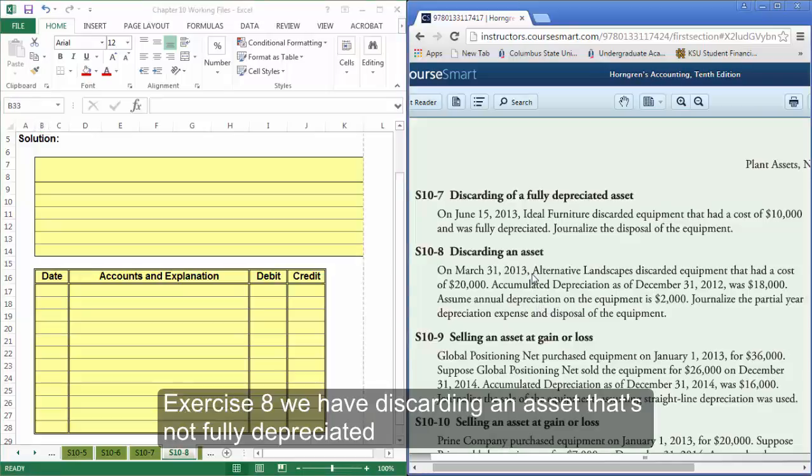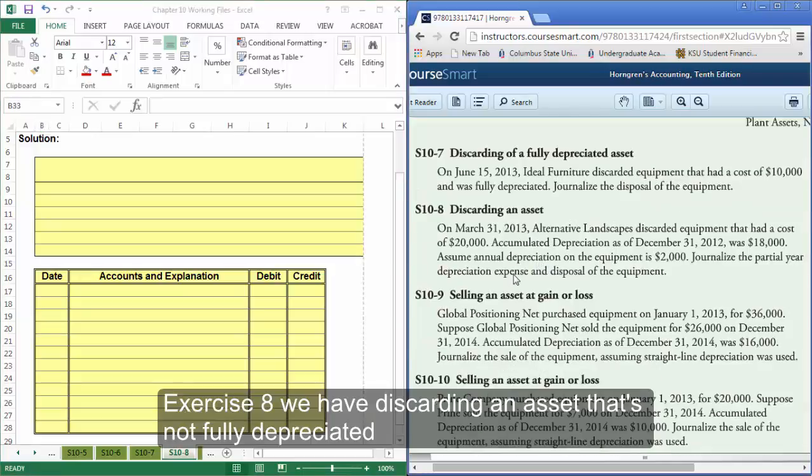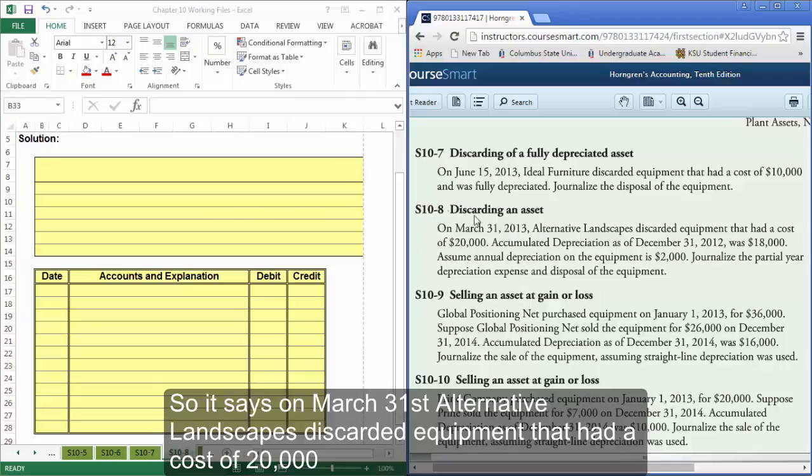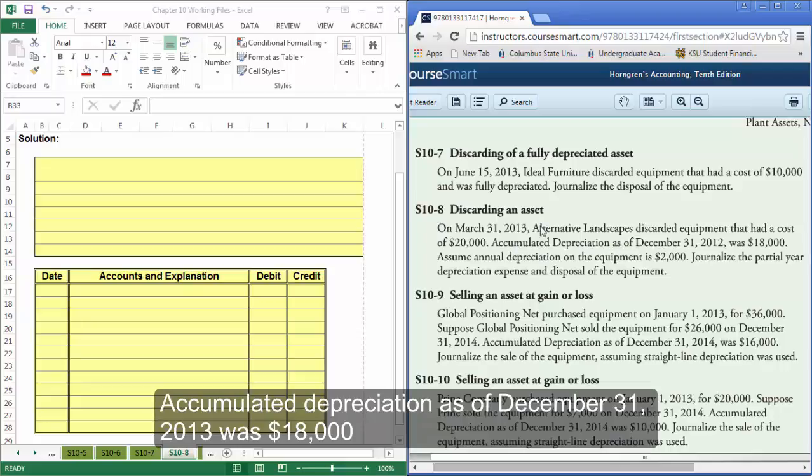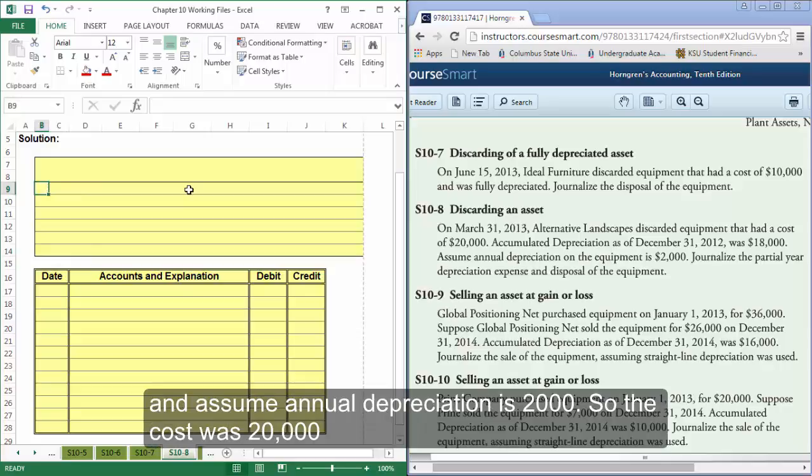Exercise 8, we have discarding an asset that's not fully depreciated. Okay, so it says on March 31st, Alternative Landscapes discarded equipment that had a cost of $20,000. Accumulated depreciation as of December 31st, 2013 was $18,000, and assumed annual depreciation is $2,000.